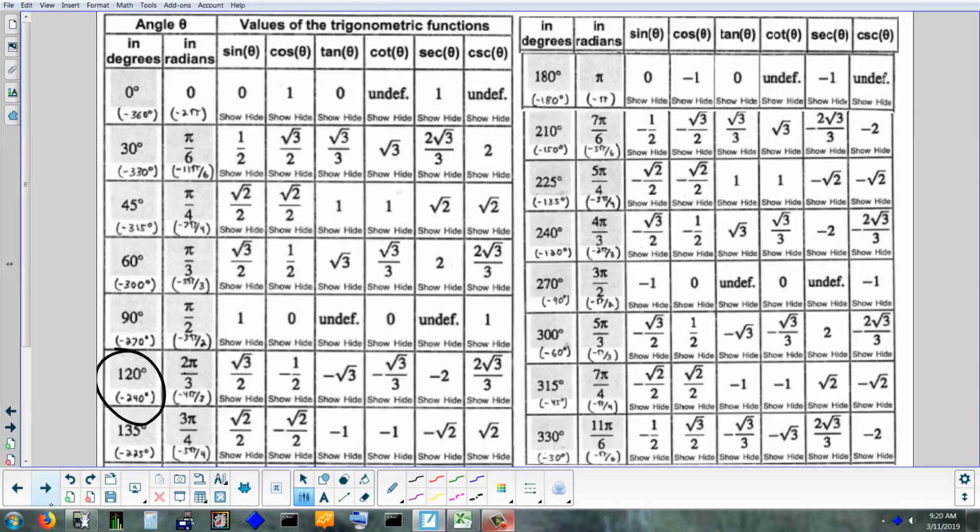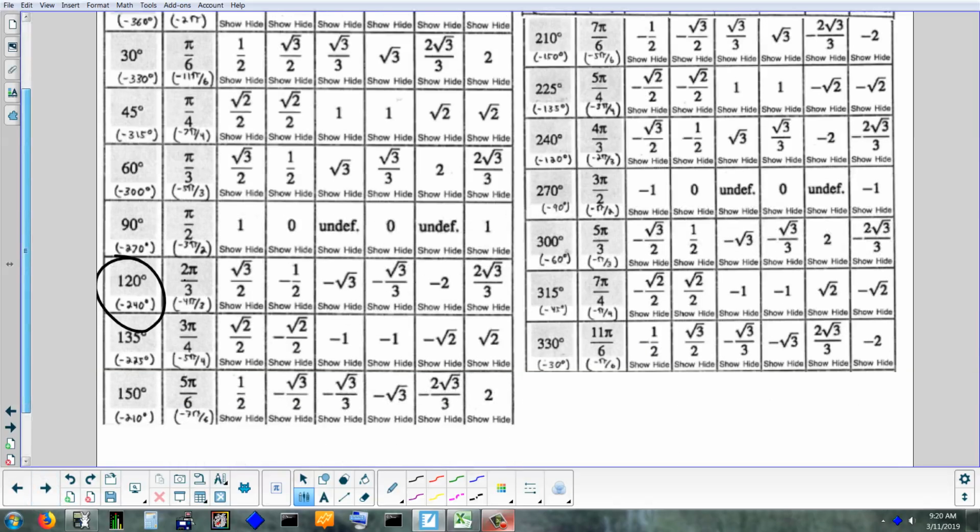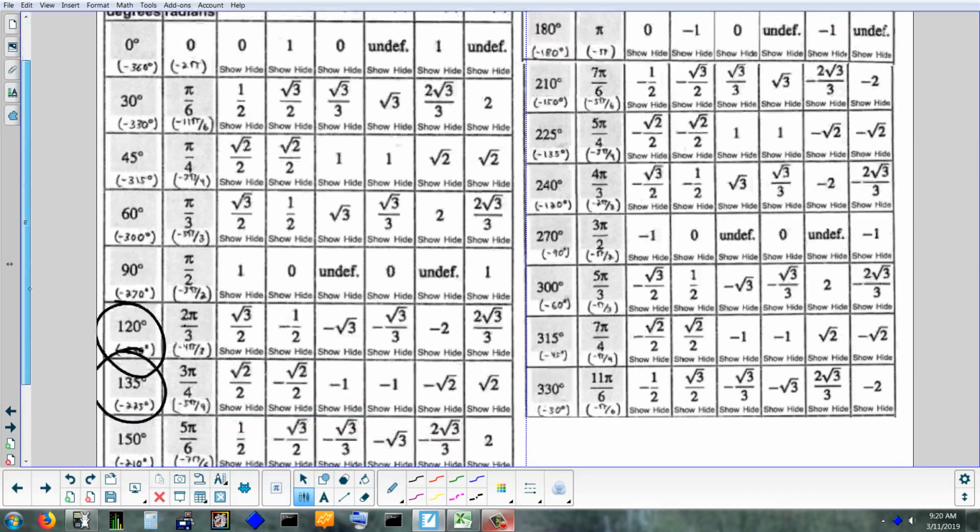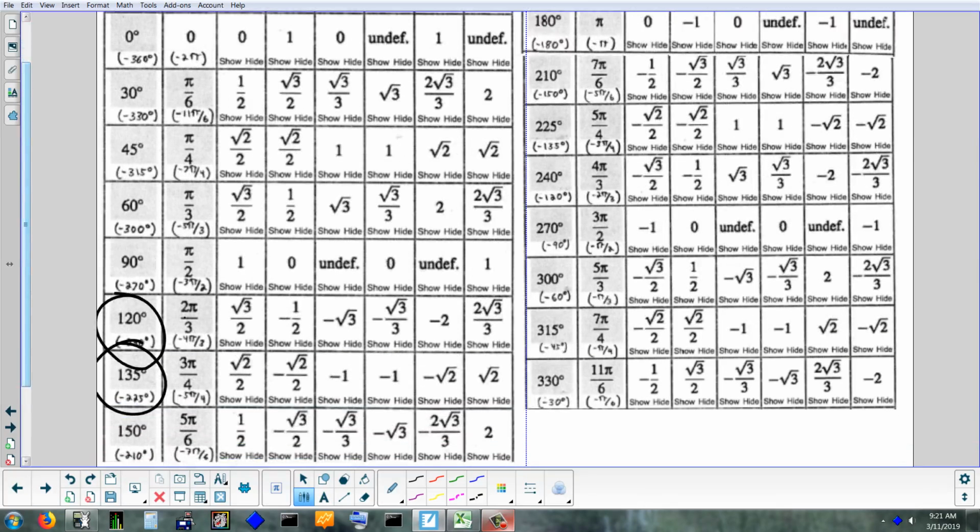And negative root 2 over 2. Yeah. 135. Let's see, 135, negative root 2 over 2, we're in the right column. Yes, 135. Again, it will come up somewhere else, but we don't need that one. Okay, so any questions why it's 135?